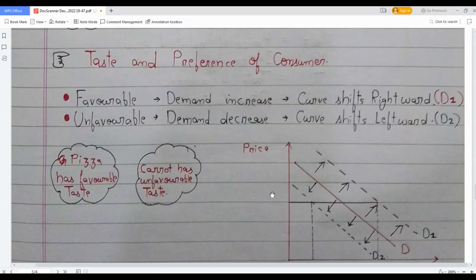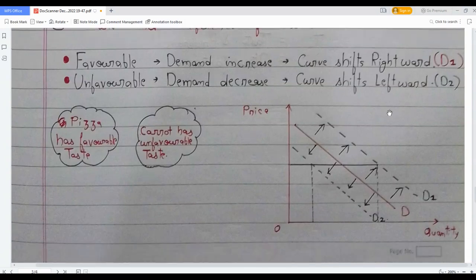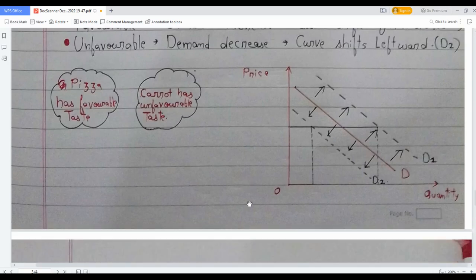In unfavorable preference, when the taste and preference of the consumer is not in favor of the good, the demand decreases and the curve shifts leftward. I have given this D1, D2. This is D1, this is D2. This is a normal demand curve. When the taste and preference of a consumer increases, the demand curve shifts rightward, and when it decreases, the demand curve shifts leftward. Example: pizza has a favorable taste, therefore the curve shifts rightward, and since carrot has an unfavorable taste, its demand curve shifts leftward.